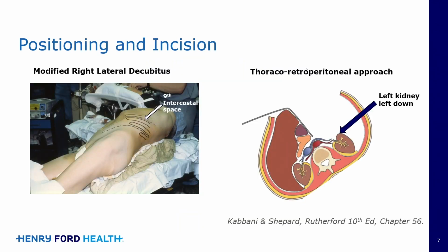All patients were approached through a left flank thoracoabdominal retroperitoneal incision in the 9th intercostal space denoted by the upper marked line on the left. For reference sake, the lower marked line represents the 11th intercostal space, which is typically used for standard open AAA repair. The patient is placed on a beanbag in a modified right lateral decubitus position.